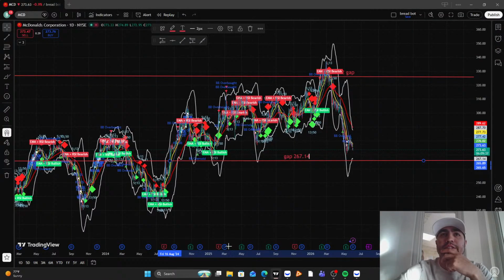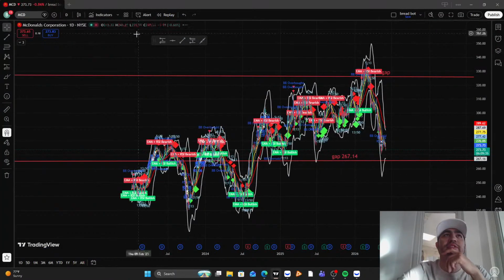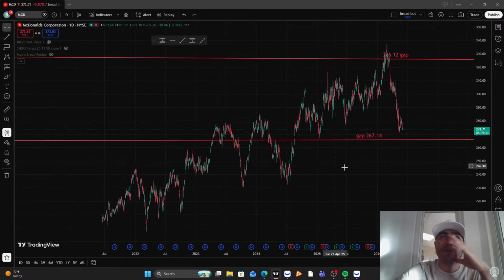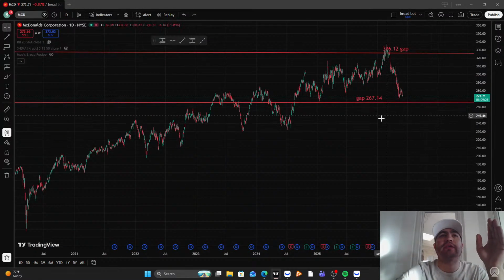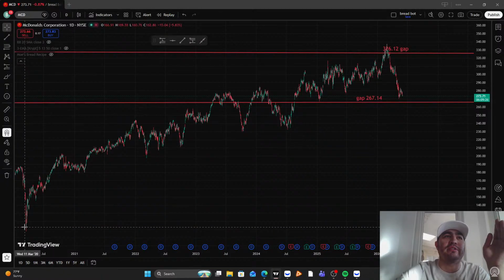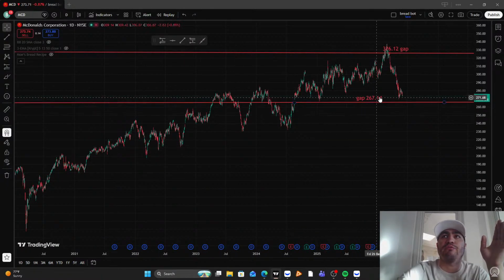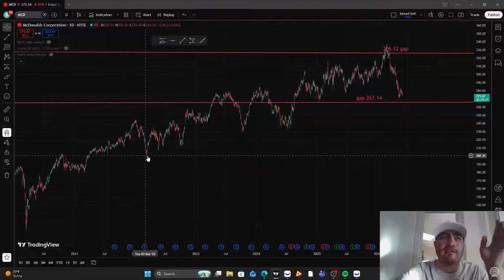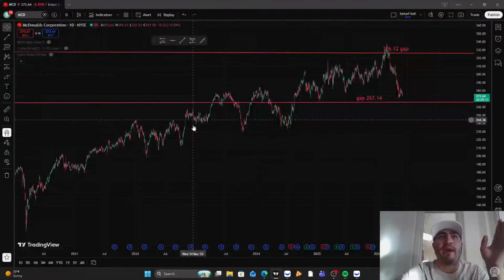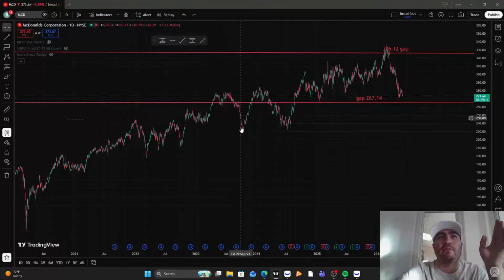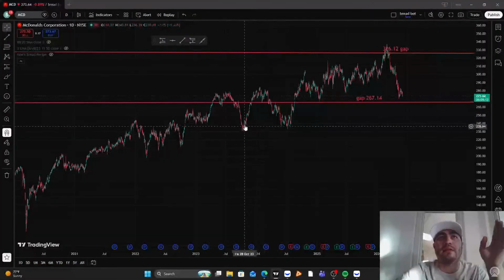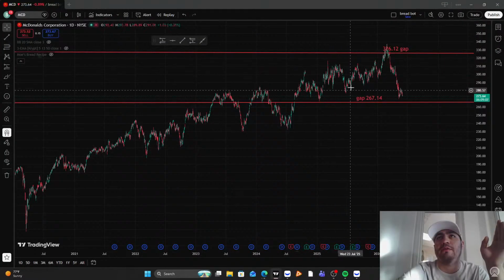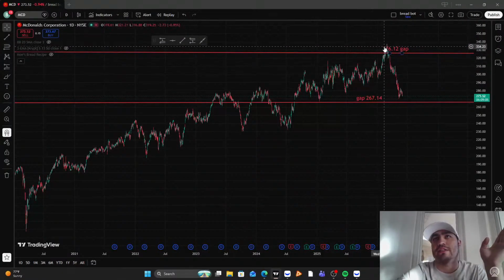267.14. If we just look at this chart on the daily here, for the past couple of years, this has been on a straight run up. And normally when you see a heavy sell-off, you see a rip back up in the next couple of months. You see how it comes down, rips back up, comes down, rips back up. I'm expecting the same thing over here.